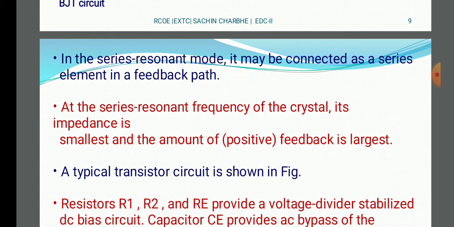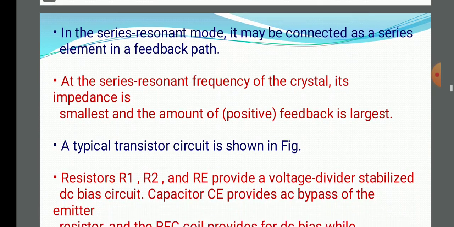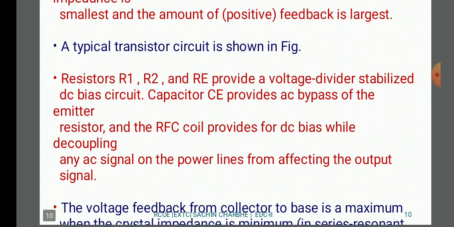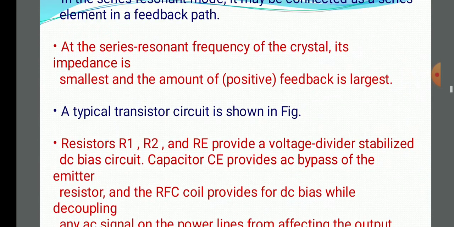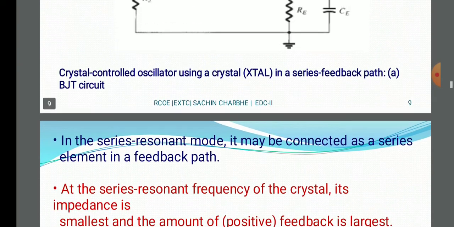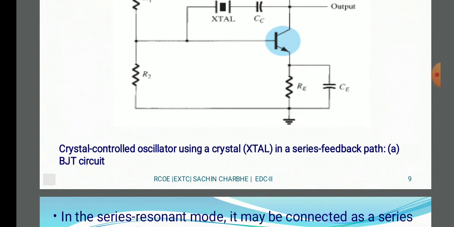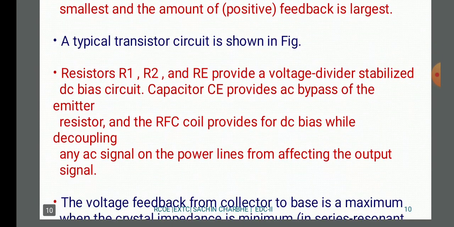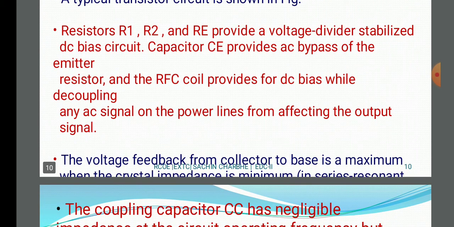At the series resonant frequency of the crystal, its impedance is smallest and the amount of positive feedback is largest. A typical transistor circuit is shown, using a BJT. Here R1, R2 and RE provide the voltage divider stabilized DC bias circuit. The capacitor C provides the AC bypass of the emitter. The RFC, that is the coil, keeps the DC bias and AC signal on the power lines from affecting the output signal.